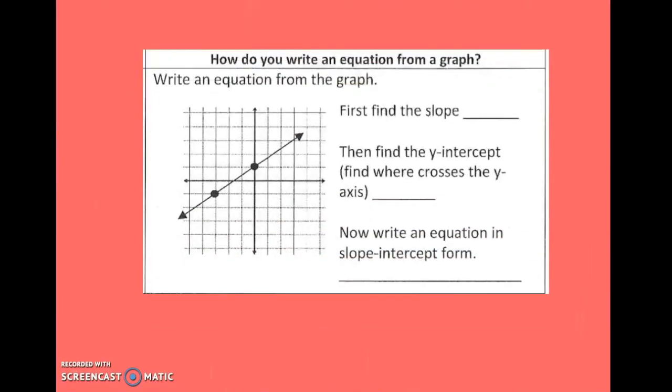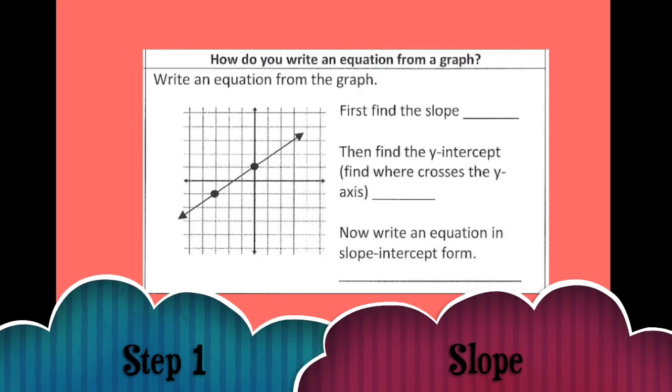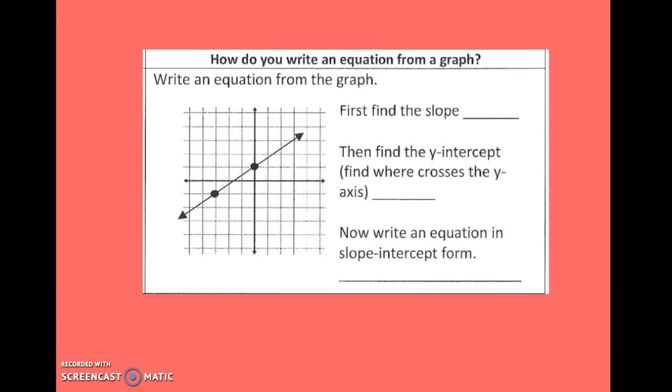Next, we're going to take a look at writing an equation from a graph. First thing we're going to do is find the slope. We know that finding slope given a graph, we use rise over run. So let's rise. That will be plus 2. Let's run. That will be plus 3. Rise over run, I have 2/3.